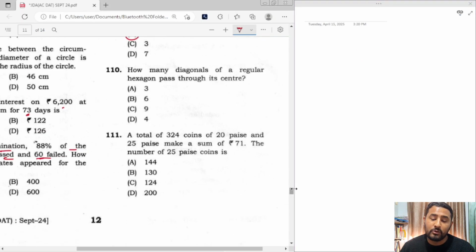See, a total of 50 questions are there, so it will take some time. Okay, 110. How many diagonals of a regular hexagon pass through its center?